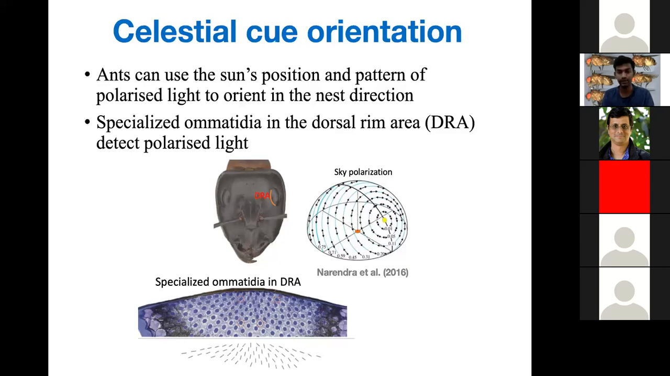And the thing about this is the number of these specialized ommatidia varies with the total number of ommatidia that you have. There are ants that have as few as 20 ommatidia, and there are ants that have around 3,000 or even more ommatidia. But the proportion of these might also change accordingly. So how does that actually affect the ant's ability to use celestial compass cues such as these?